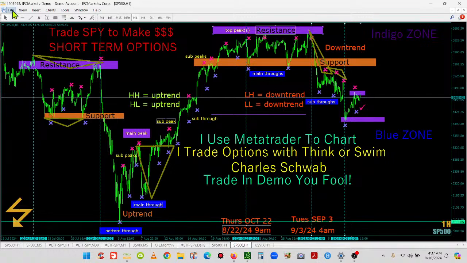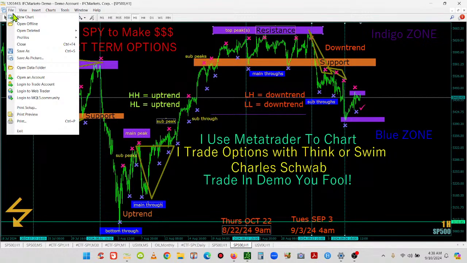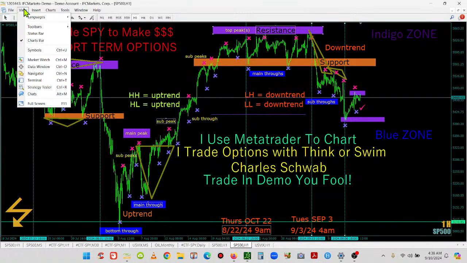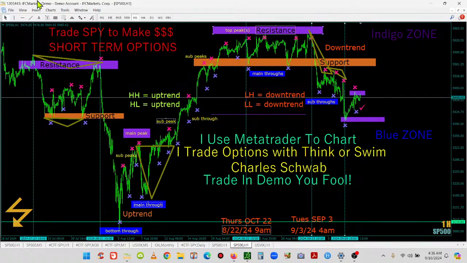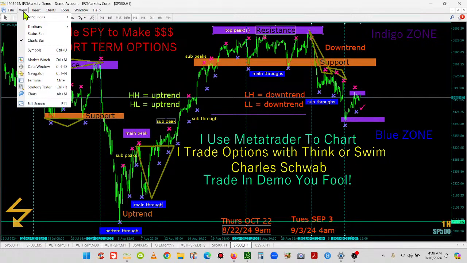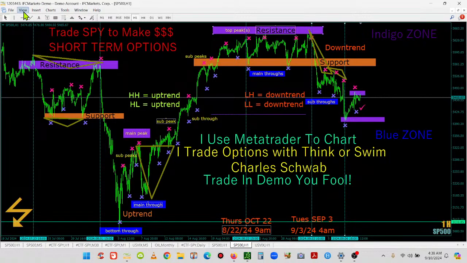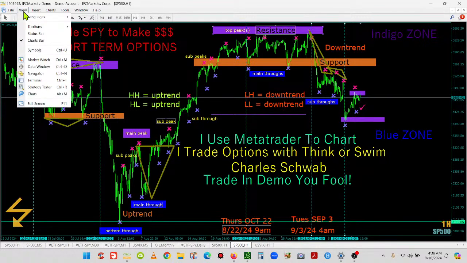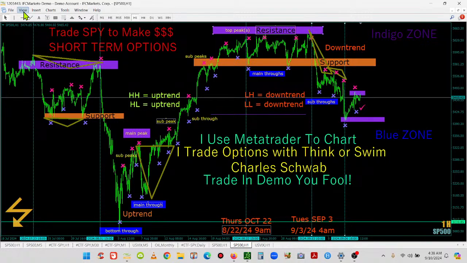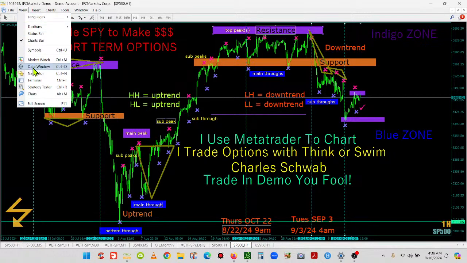You got to get a demo account set up, and it doesn't matter which broker you're using. You have to find one that has SPY and S&P 500. To find them, you just have to sign up for them. I use IFC Markets because I know it has them. And you're going to go to Market Watch.